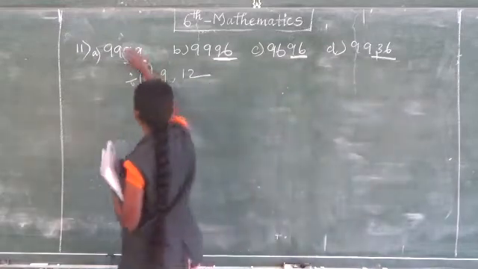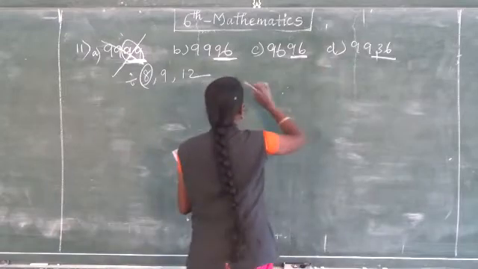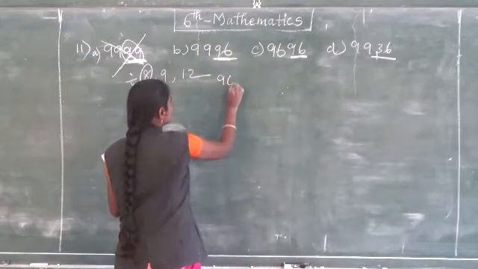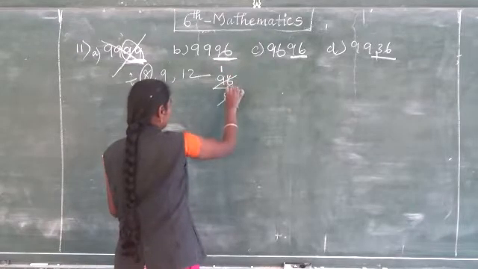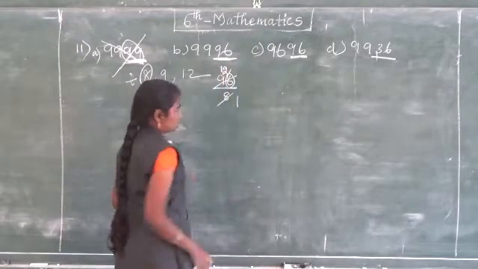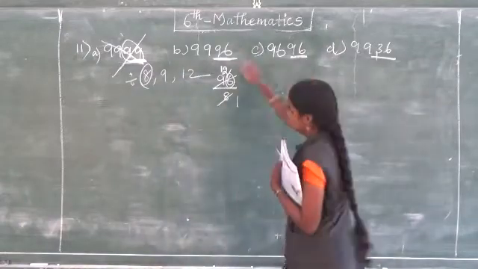So here 99 will not come in the 8 table, so it is not the answer. So we are going to check these. Okay, so now 96, check with the 8 table, 8 ones are 8, remainder 1, so it is coming. Then likewise this 96 also will come. So these are the possibilities.